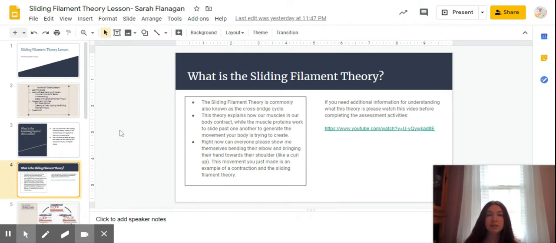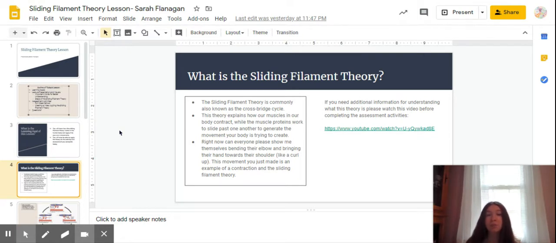So what is the sliding filament theory? The sliding filament theory is commonly also known as the cross-bridge cycle. This theory explains how our muscles in our body contract while the muscle proteins work to slide past one another to generate the movement your body is trying to create.